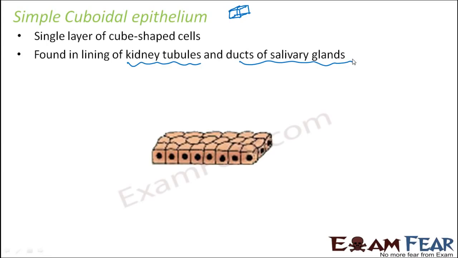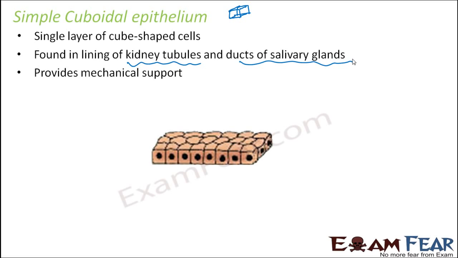What is the function of kidney? Kidney is a part of which organ system of the body? Excretory system. Exactly. And what does the kidney do in the excretory system? It tries to reabsorb and absorb the substances which are present inside the body. So absorption is one important property of the kidney tubules. So now you can guess what is the function of simple cuboidal epithelium.